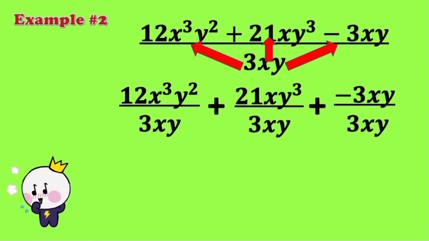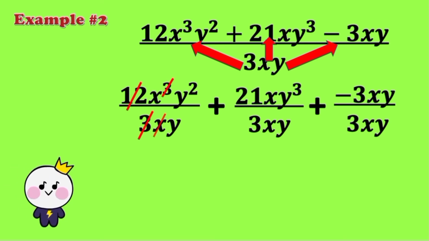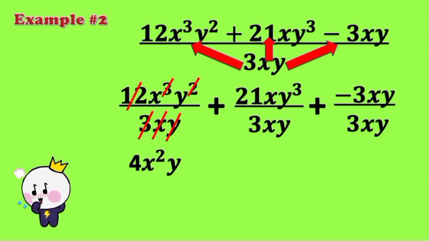Now let's simplify our answers. Let's divide the numerical coefficient. 12 divided by 3, x, and y. We have 4x squared y. For the second term, we have 21 divided by 3, divide x, and divide y. That is 7y squared. Lastly, let's divide the last term.